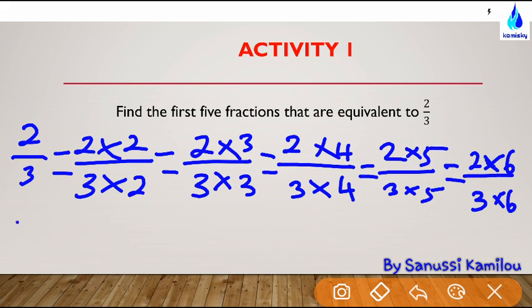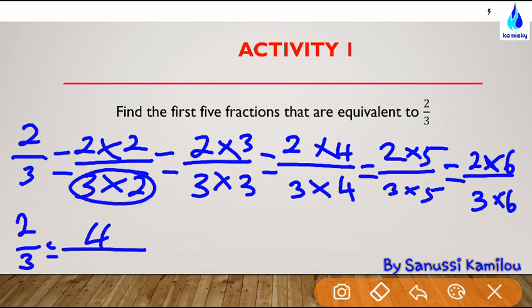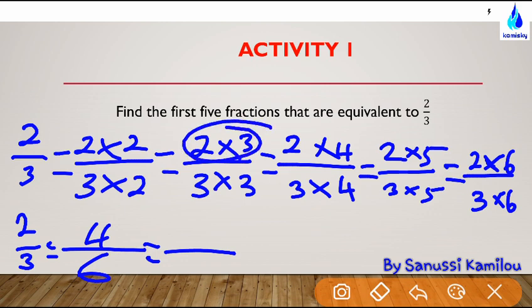So 2/3 will be the same as 4, because we are multiplying this one. 2 times 2, what do you get? 4. And then 3 times 2, what do you get? 6. That's good. This one will give us what's at the top here. 2 times 3, what is the answer? 6. And then 3 times 3, what is the answer? 9.